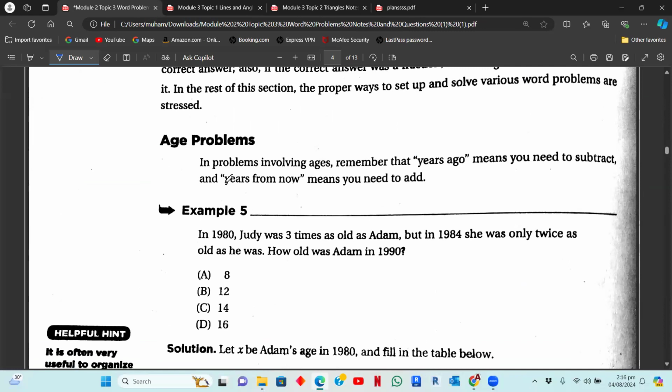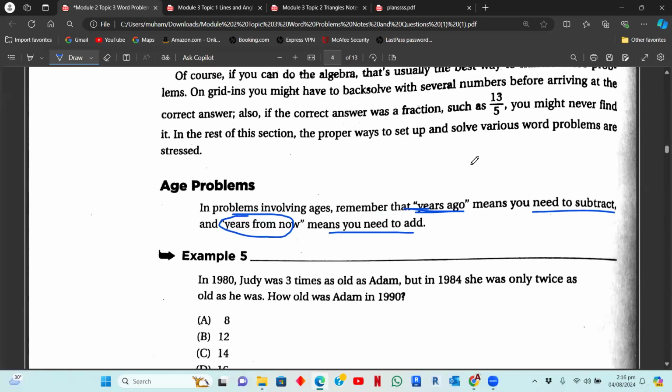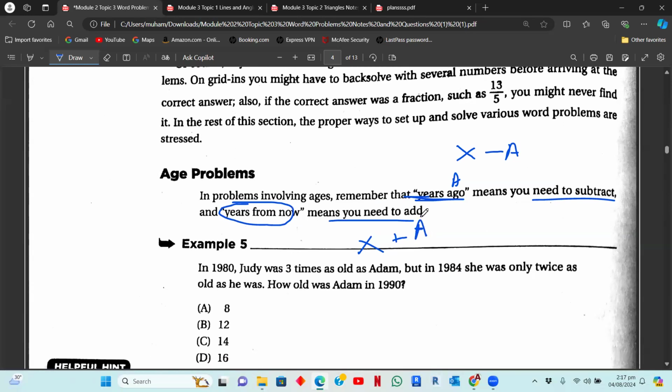Now we need to remember that for all problems that involve ages, years ago means you need to subtract that number from the present age, and years from now means you need to add. So, for example, if X is the present age and they say a person was A years ago, you're going to subtract it. And if they talk about years from now, you're going to simply add it. So, just remember these concepts.